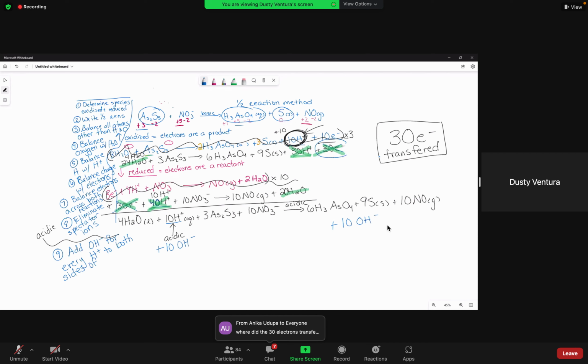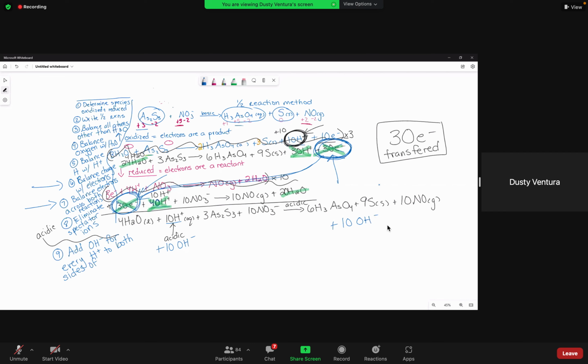30 electrons were transferred right here. 30 electrons transferred. And here, 30 electrons transferred. So that came from doing step 6 and 7. That's how you get your number of electrons transferred. So they're transferred from the oxidized reaction to the reduced reaction. It's added to both sides because anytime you do something to a reaction, you need to add it to both sides of the reaction. You can't change the mass of a reaction.